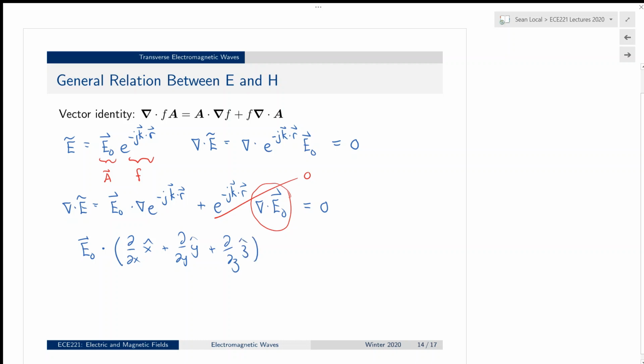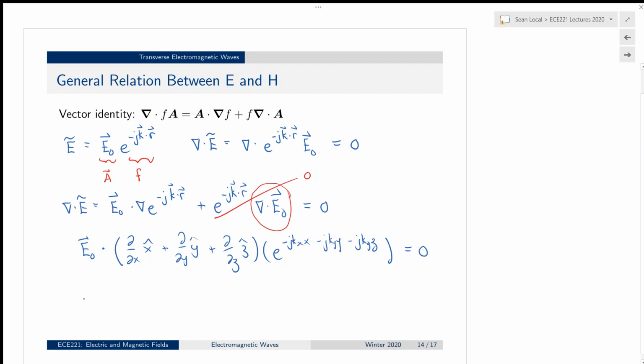And then we're taking the gradient of this exponential function, which will also expand, e to the minus j k sub x times x, minus j k sub y, y, minus j k sub z, z. And this has to be equal to 0.